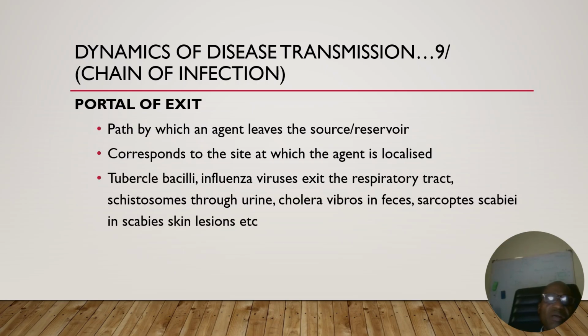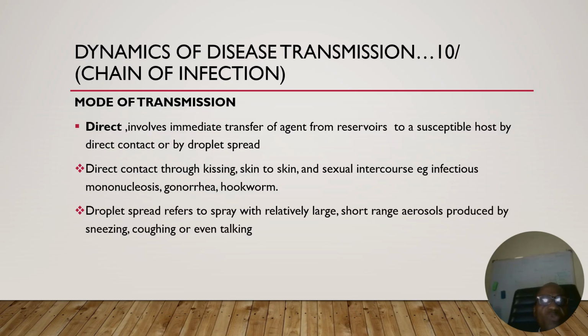Portal of exit, I think we can look that up. That is straightforward. Usually there are two modes of transmission. They're direct, which involves immediate transfer of the agent from the reservoir to a susceptible host by direct contact or by droplet spread. Direct contact can also be through kissing, skin to skin, or sexual intercourse, as with gonorrhea. Hookworm can penetrate the sole of bare feet to infect humans. Droplet spread refers to spray with relatively large, short-range aerosols produced by sneezing, coughing, or even talking.